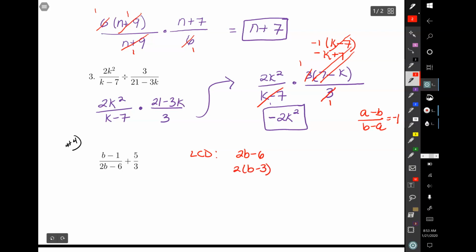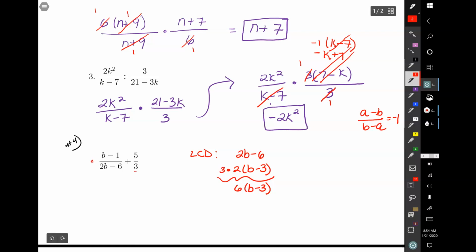I don't necessarily need to do that for this one, but sometimes I want to do that to see if there's any shared factors that I can filter out. And then this 3, so there's nothing common there, so I'm going to multiply 3 times that. Now I'm going to write that as 6 times (b minus 3). So that way I make sure I catch that 6. Last time I think I just wrote the wrong number by mistake.